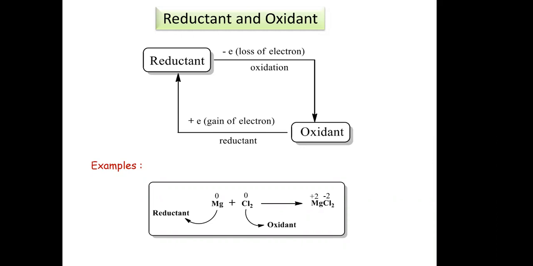You see here one example, magnesium and chlorine are reacting with each other and forming magnesium chloride. In this reaction, metallic magnesium is a reductant and chlorine is an oxidant. As I have shown here, the change of oxidation state after the reaction and before the reaction.